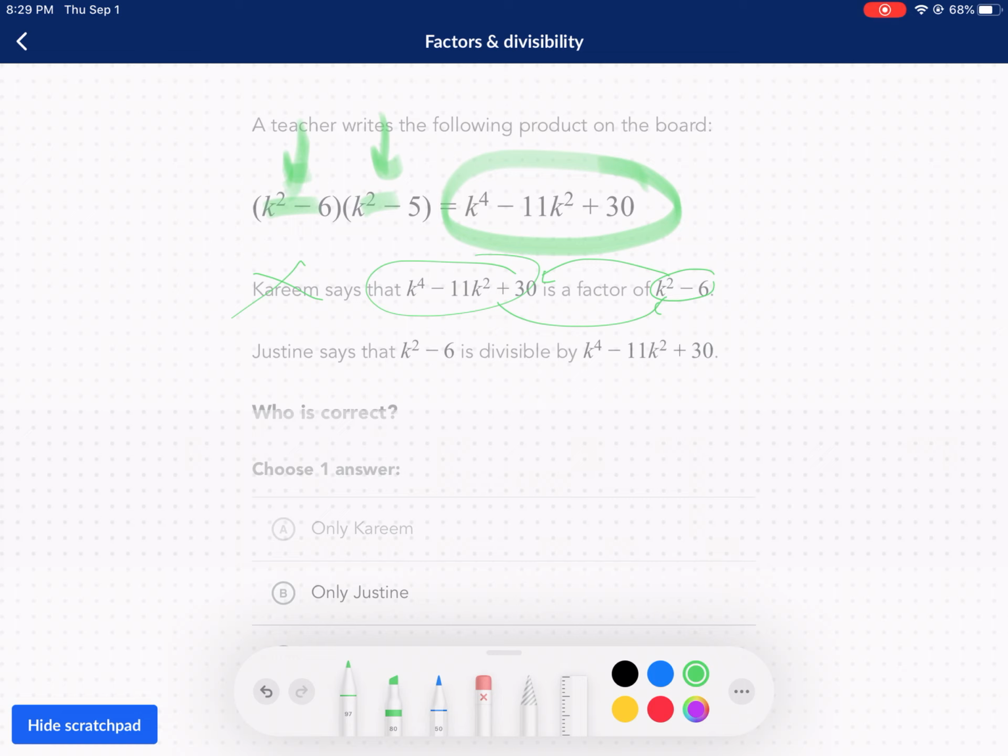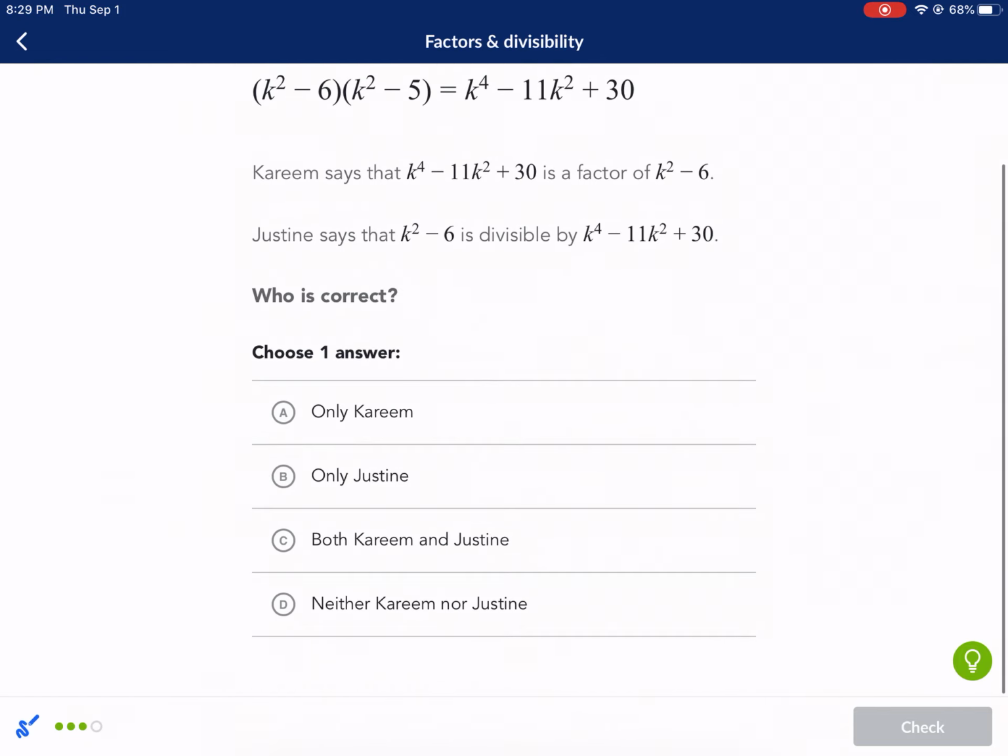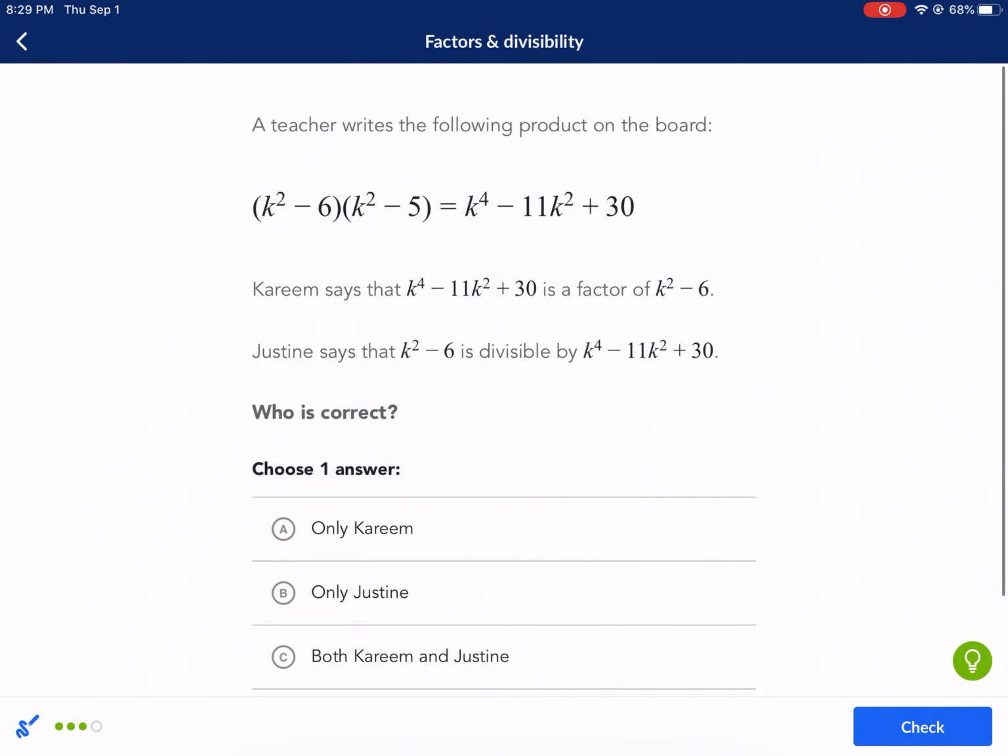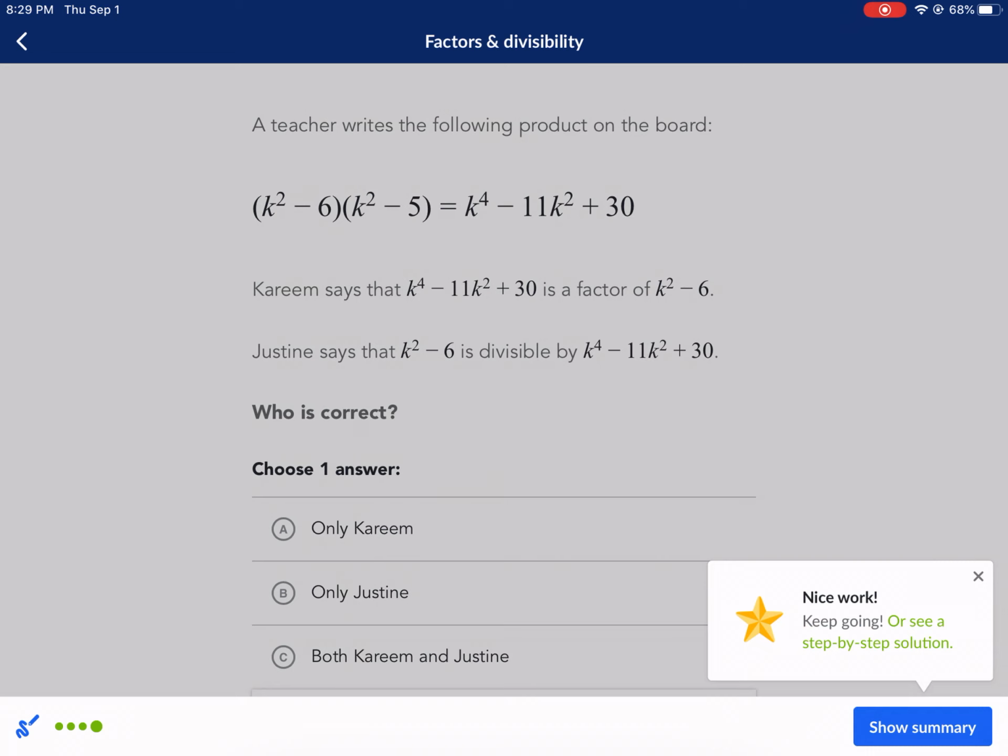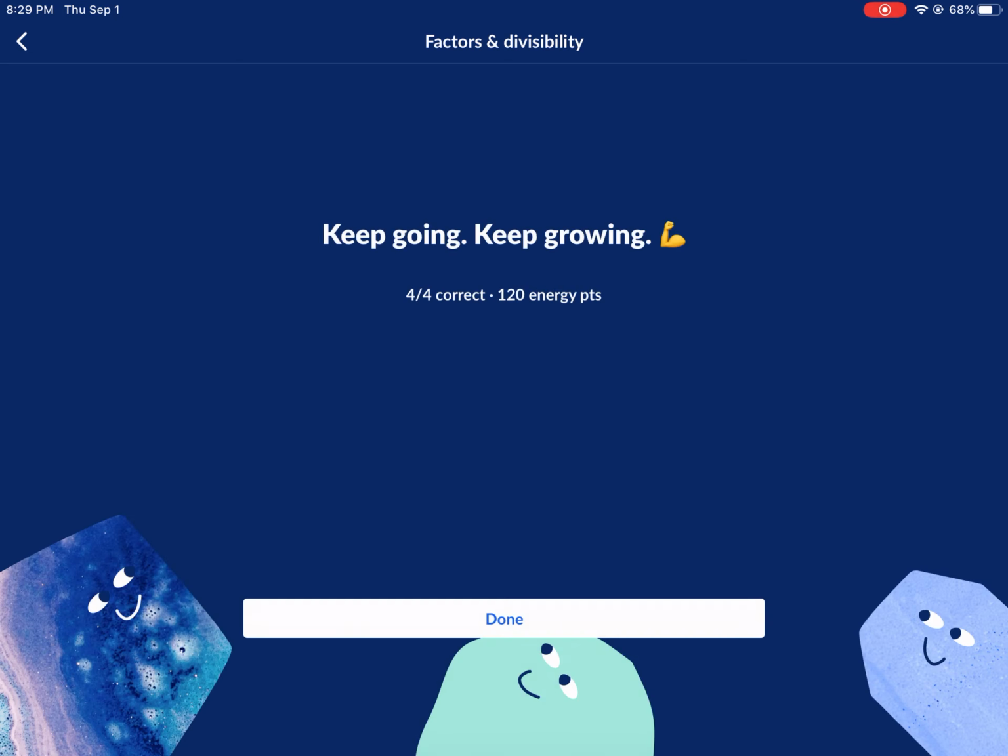So Justine says that k squared minus 6 is divisible by k to the fourth minus that. That's also wrong. The product, the bigger one, is divisible by the smaller one. So if this were flipped, it would be fine, but it's not. This is what I was alluding to at the first problem, and I'm glad we were able to wrap it up with this last one. Neither of those kids is correct, and we're done.